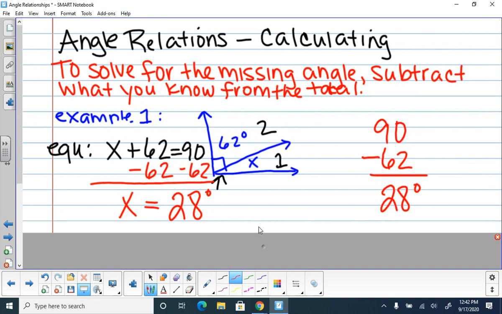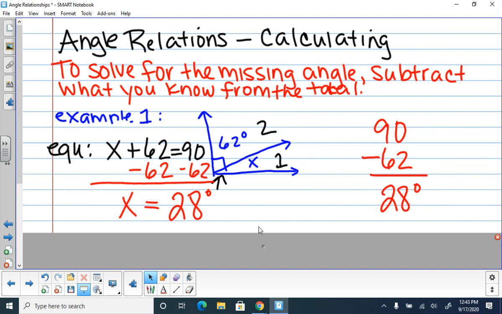Again, we write the equation, and then we solve for the unknown by doing the opposite. Instead of plus 62, I subtract the 62. What questions do you have? Do you see where we got the 90 from? Do you see where we got the 62 from? Do you see why we subtracted the 2 from each other?